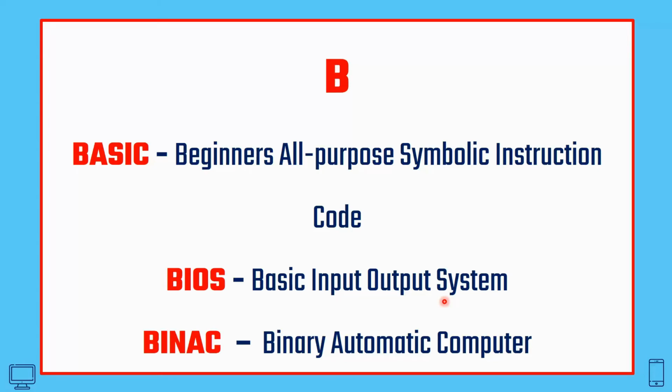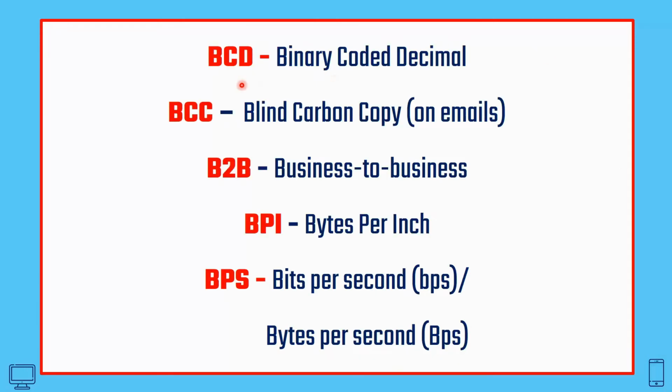The BIOS firmware comes pre-installed on a personal computer system board, and it is the first software to run when powered on. BINAC, B-I-N-A-C, Binary Arithmetic Computer. The Binary Arithmetic Computer was an advanced bit serial binary computer with two independent CPUs. BCD, Binary Coded Decimal. It is a class of binary encodings of decimal numbers, where each digit is represented by a fixed number of bits, usually 4 or 8.